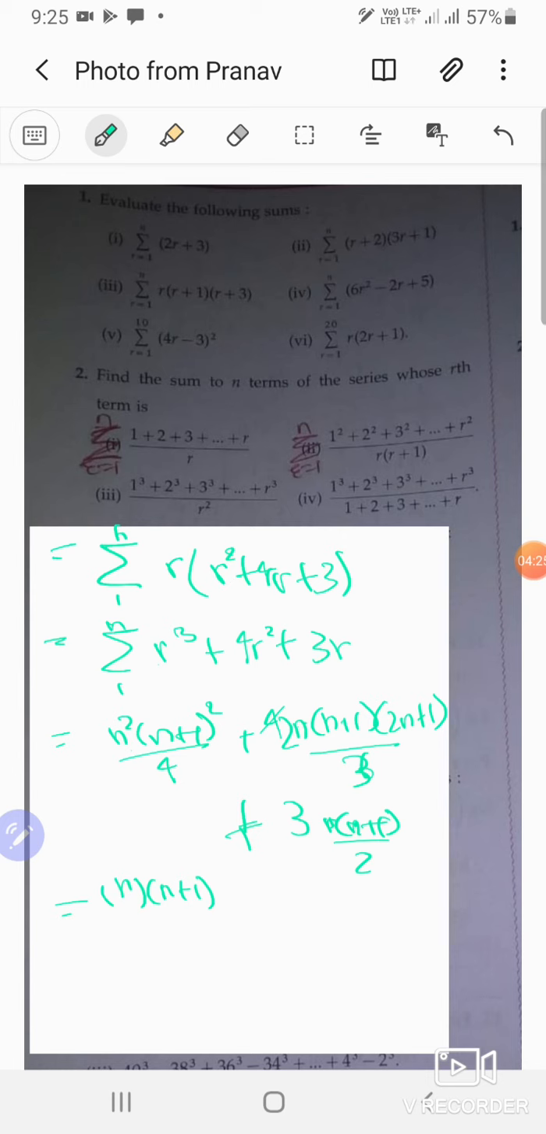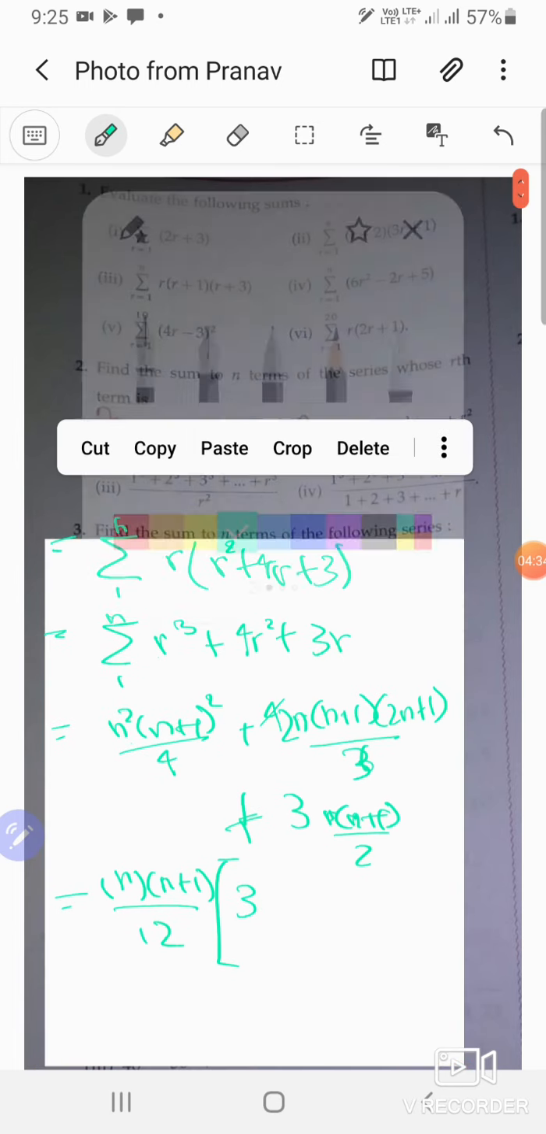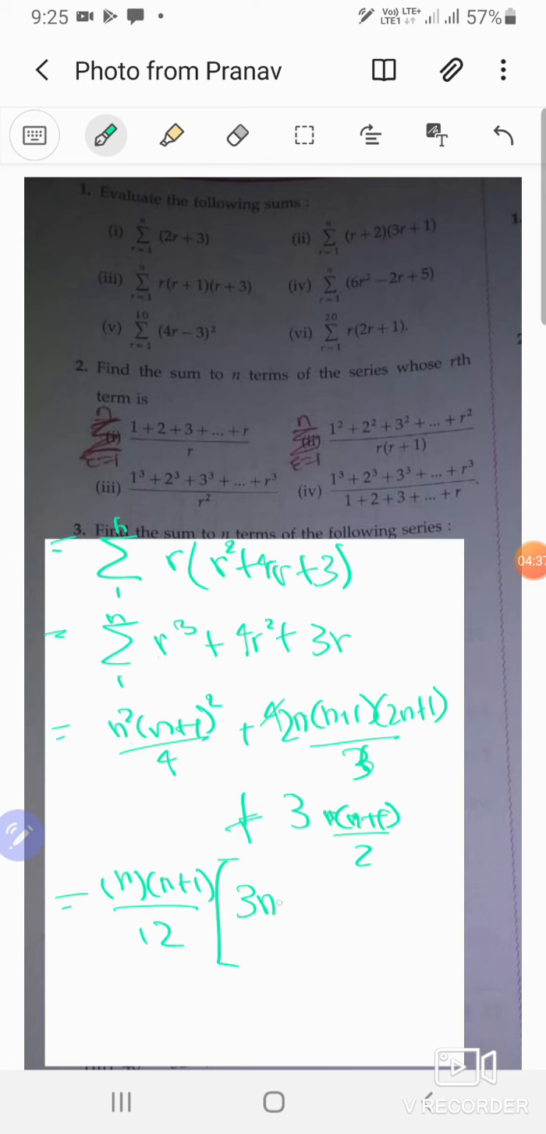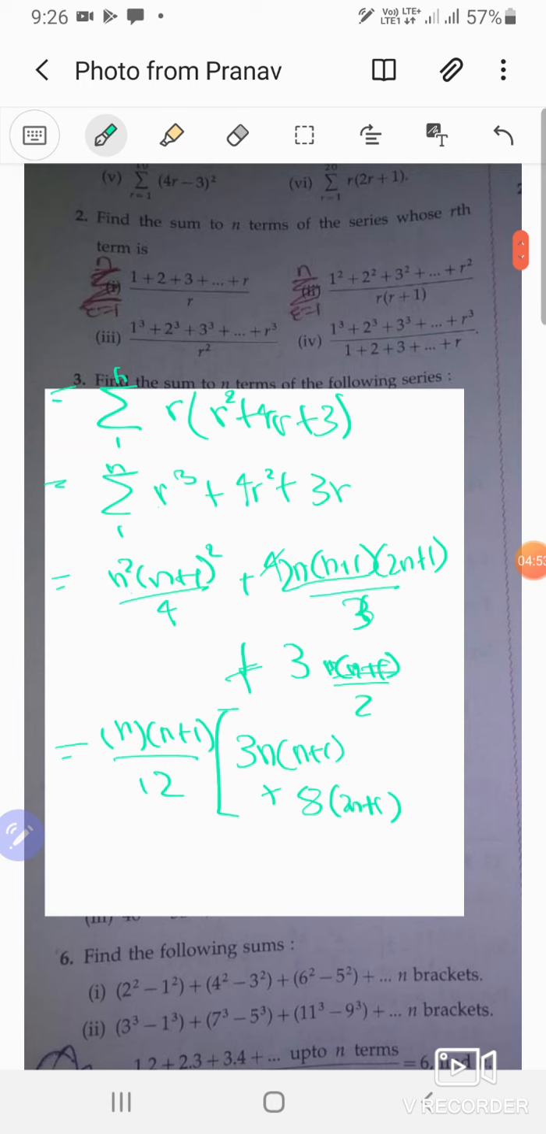Maybe we should take 12 common. Yes, let's take 12 common. Okay, so over here you will have 3n into n plus 1. Okay, and then you got 12 in the denominator. First of all, it was supposed to be 3, then you got 4 times 2 is 8, so 8. This n into n plus 1 is gone, so you got 2n plus 1 only. And then over here this complete term is gone. Okay, and then you got 12 in the denominator, so it should be plus 18.